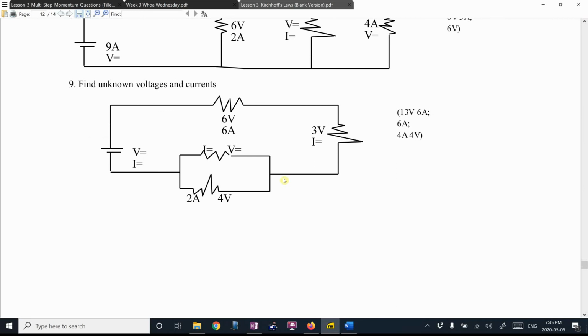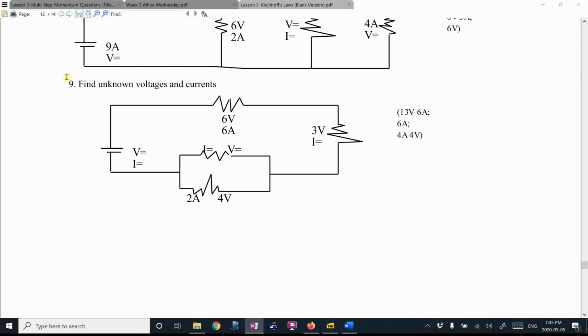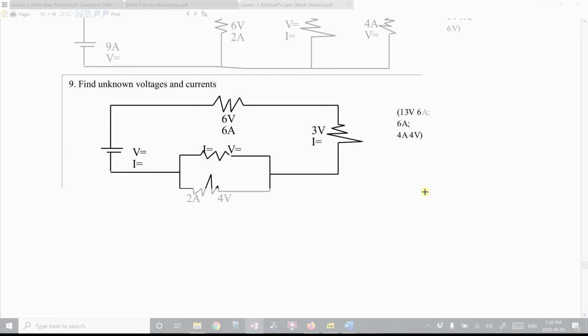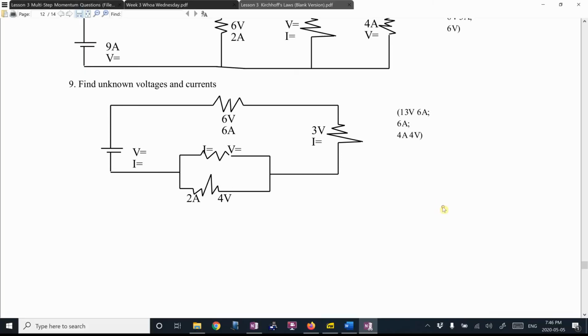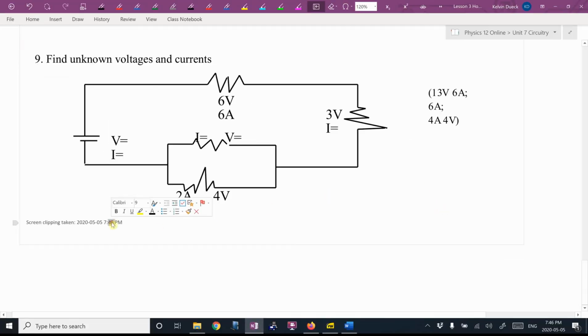Number 9. Find the unknown voltages and currents. Step 1, label downhill. I guess we split up here, so that's downhill, that's downhill, always ski downhill. Step 2, try and find the total current leaving the battery.